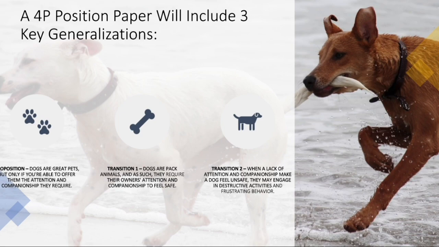So this is part of the case that I'm making here, that yeah, dogs are great pets, but you've got to be able to mimic that pack environment for them, or they might not be so comfortable and they might act up and do some things that you don't like. Transition 2, when I'm moving into my next paragraph, says when a lack of attention and companionship makes dogs feel unsafe, they may engage in destructive activities and frustrating behavior. So you can see the logical progression of ideas from the proposition to the 2 support paragraphs.